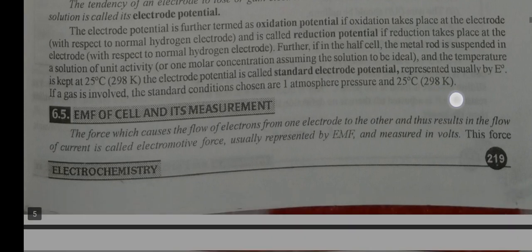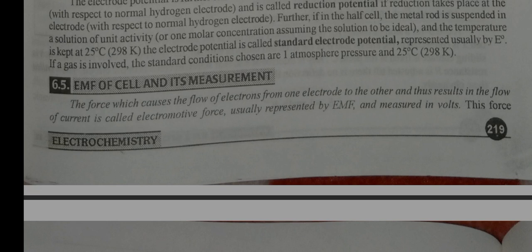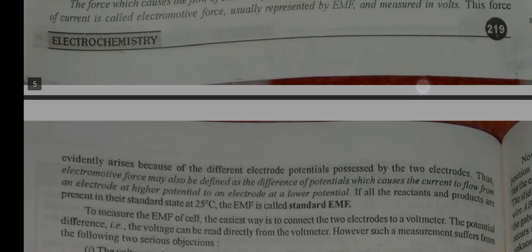EMF of cell and its measurement. The force which causes the flow of electrons from one electrode to the other and thus results in the flow of current is called electromotive force, usually represented by EMF and measured in volts. This force evidently arises because of the different electrode potential possessed by the two electrodes.